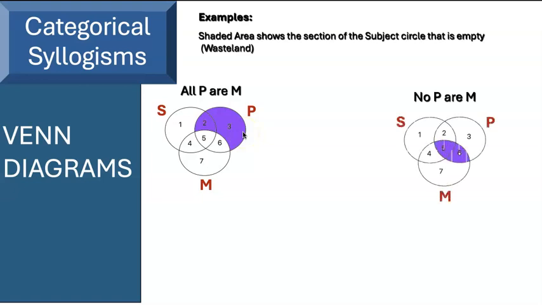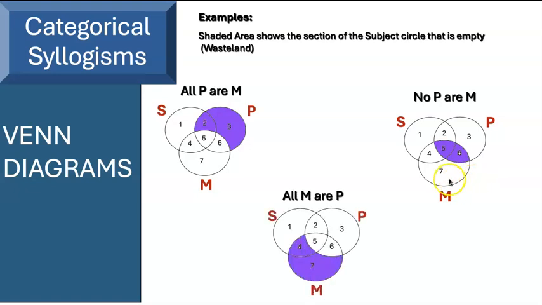Another one. No P are M. That means there's no overlap between P and M. And remember, don't be distracted by the S circle now because we're dealing with the P and M. And all M are P. All members of the M circle are in the section where it overlaps with P. That means the rest of the M circle is empty.